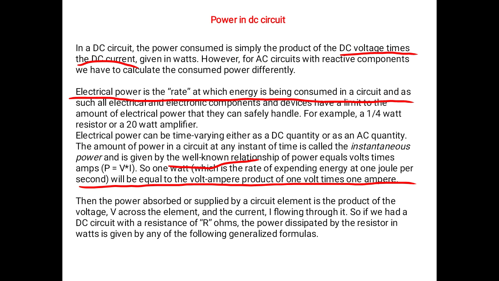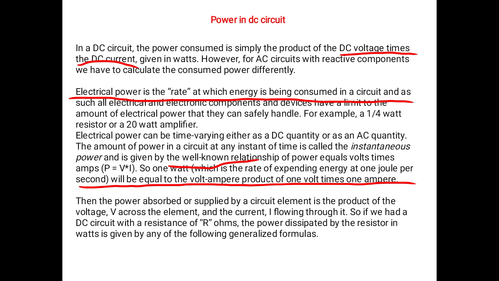So electric power is the rate at which energy is being consumed in a circuit, and as such all electrical and electronic components and devices have a limit to the amount of electric power that they can safely handle. For example, a 1/4 watt resistor or a 20 watt amplifier. Electric power can be time varying, either a DC quantity or an AC quantity.